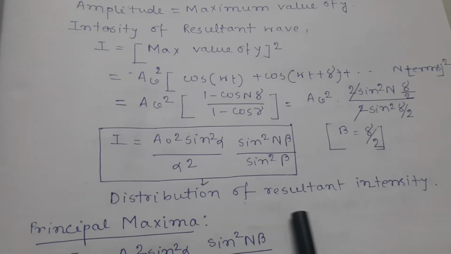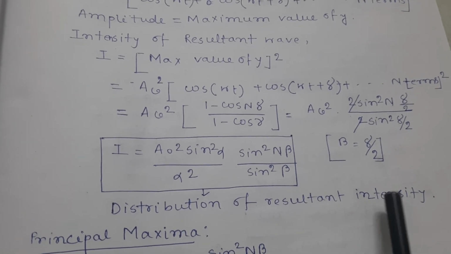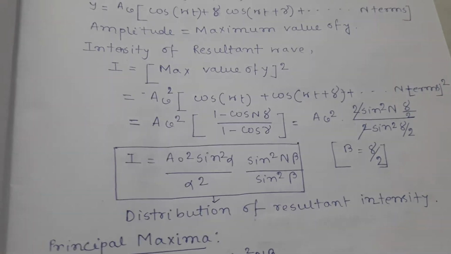This is the distribution of resultant intensity for N-slit or multiple slit Fraunhofer diffraction.